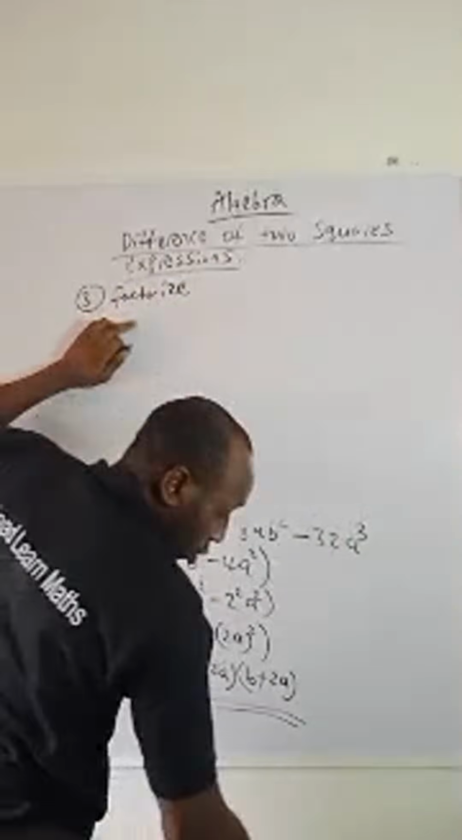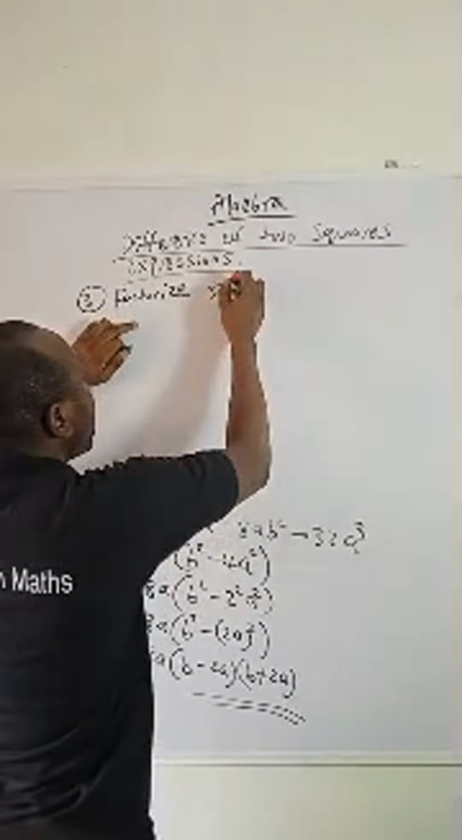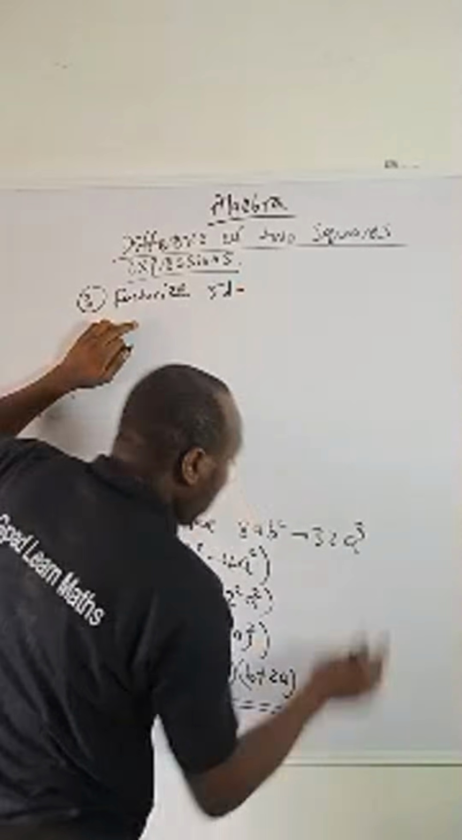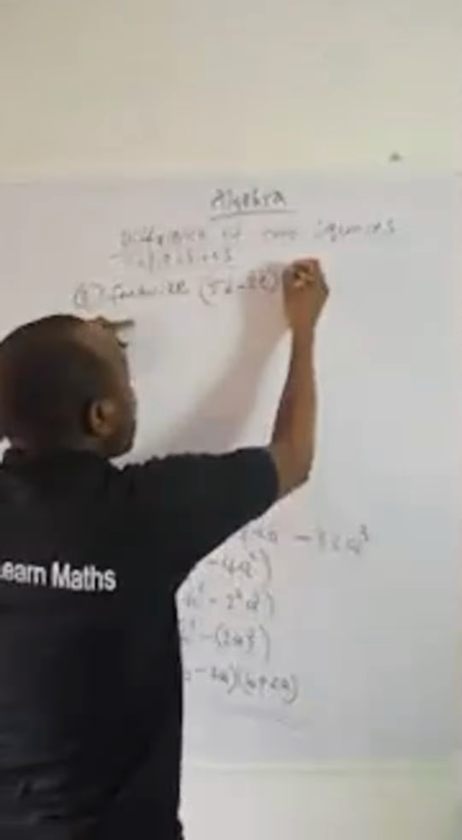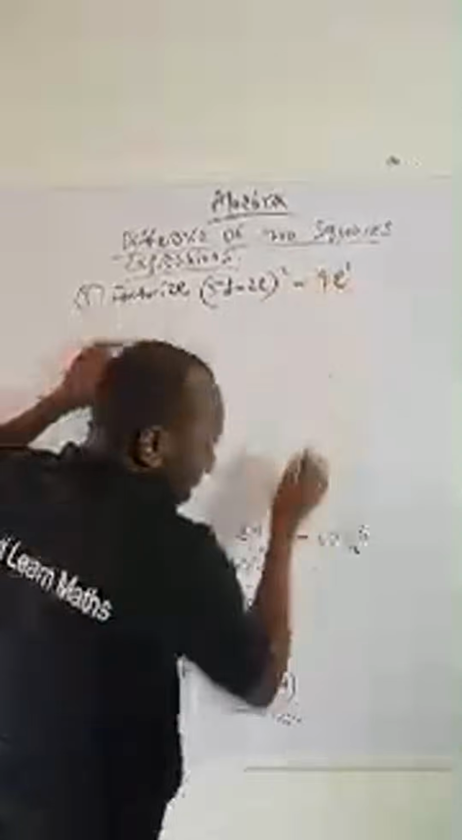Don't worry, we are coming to trinomials. Somebody said we should look at trinomials. We are getting there gradually. I just want to make sure everything is in place.